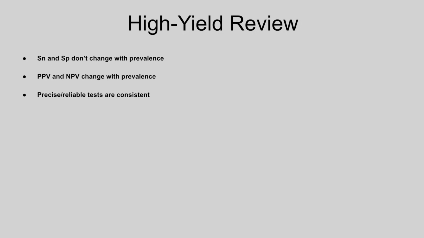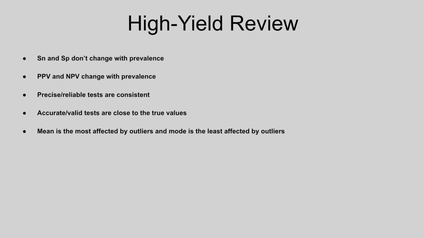Precise and reliable tests are tests that are very, very consistent. So you keep getting the same results again and again. Accurate and valid tests are close to the true values. The mean, which is like the average, is the most affected by outliers, and the mode, which is the value that you get the most commonly, is the least affected by the outliers.